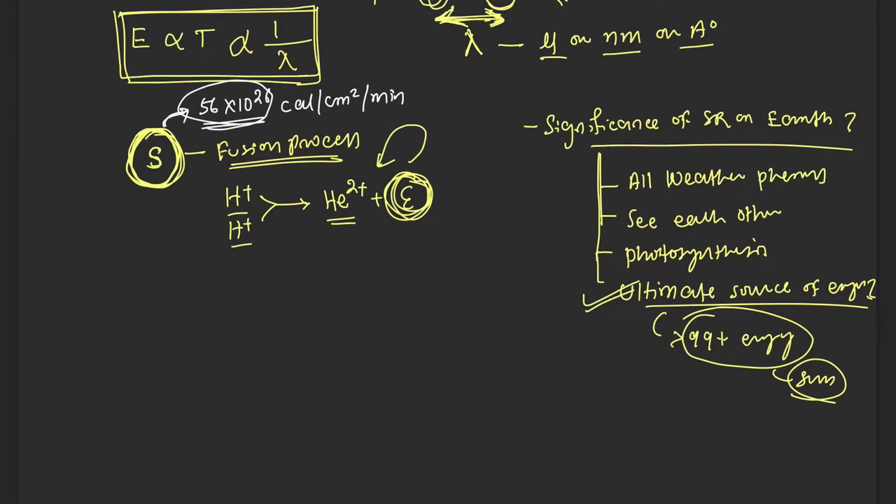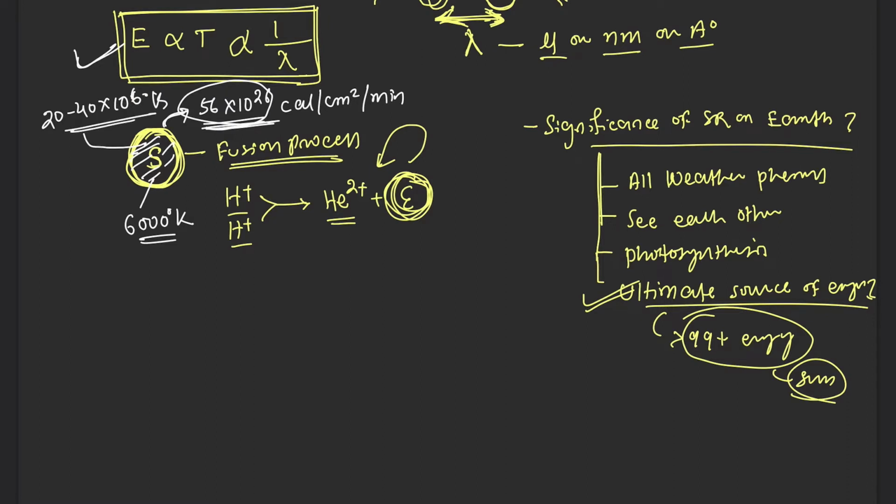As I have told you, the energy level of an object is directly proportional to its temperature. So what will be the temperature of the sun? The outer atmospheric temperature of the sun is around 6000 degrees Kelvin, and the inner temperature of the sun is around 2240 into 10 to the power 6 degrees Kelvin.